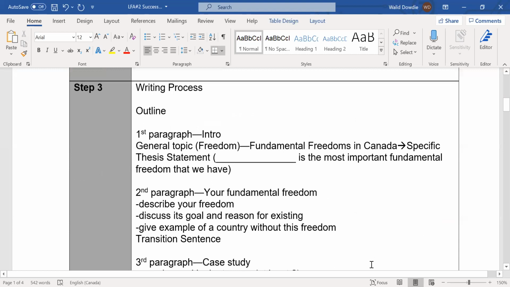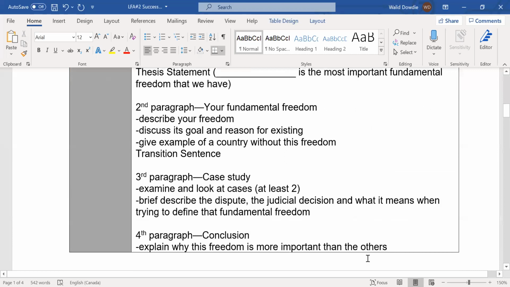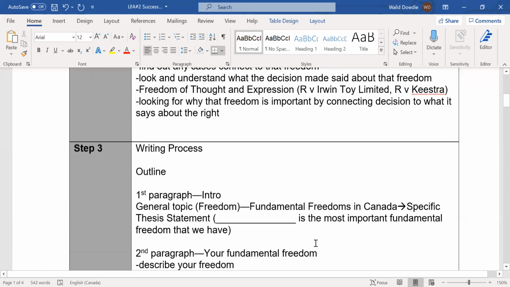Okay, the writing process. You've got a 4-paragraph essay. So your first paragraph is the introduction. You talk about the concept of freedom, right? What does freedom mean? Why is freedom important? And then you go to fundamental freedoms in Canada. You identify that in Canada, in our Constitution, we think there are 4 core freedoms that people need to have within Canada. Then you have your specific thesis statement: freedom of whatever it is, is the most important fundamental freedom that we have.